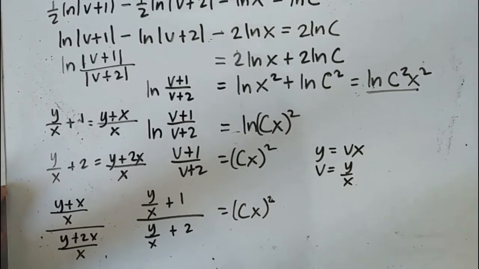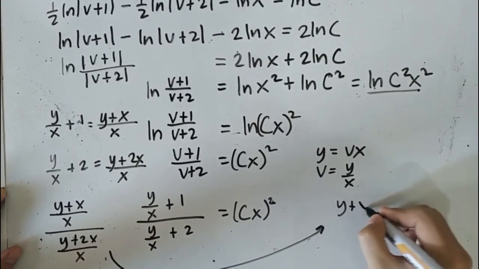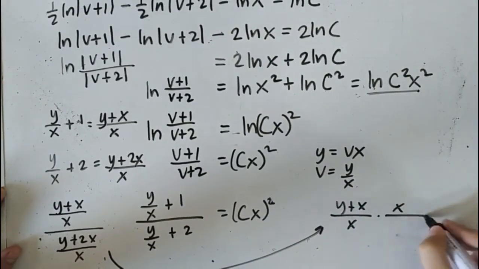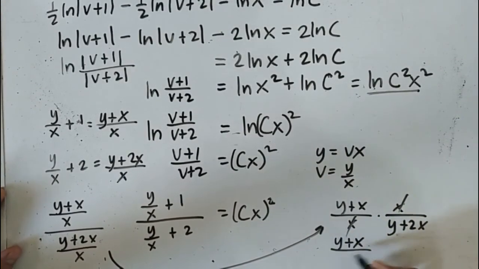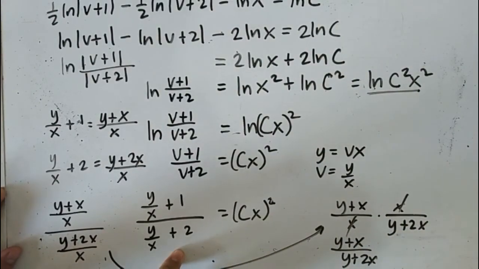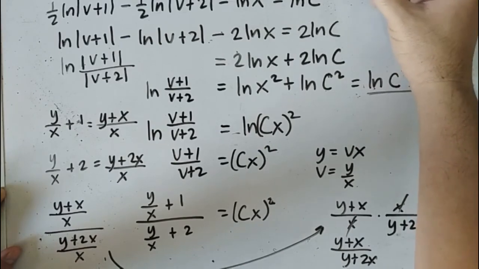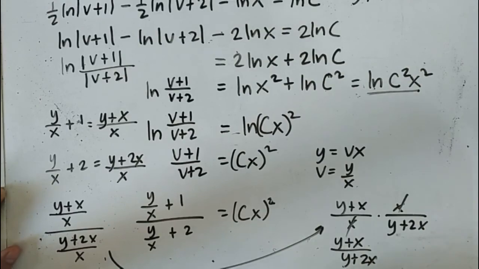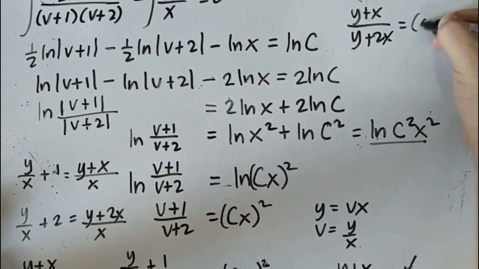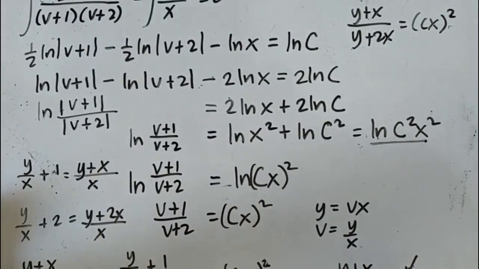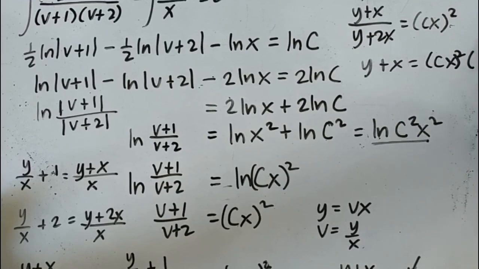Okay. This one becomes y plus x over x multiplied by the reciprocal, x over y plus 2x. X cancels, and what we have left is y plus x over y plus 2x. And so we can substitute this here, and we have y plus x over y plus 2x equals cx squared. Or we can say that our final answer is y plus x equals cx squared times y plus 2x.